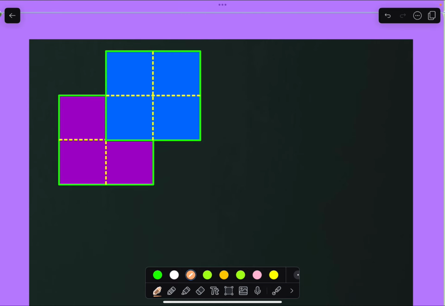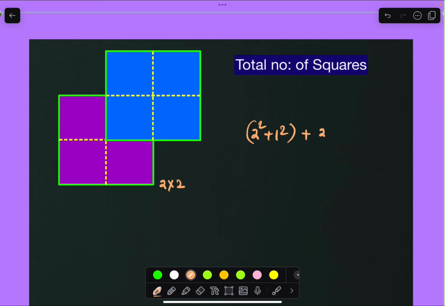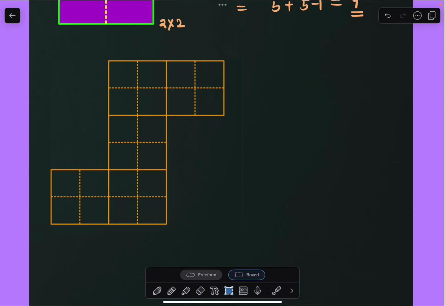First I am taking the lower 2 by 2 square grid here, and the total number of squares in this grid equals how much? We'll get 2 square plus 1 square, the total number of squares, right? And the upper square I am taking here, and here also the total number of squares equals 2 square plus 1 square, and 1 square is common in both, so I can subtract that one, right? So the total number of squares equals 5 plus 5 minus 1, which is 10 minus 1, so we get 9 squares. Also see that, right?